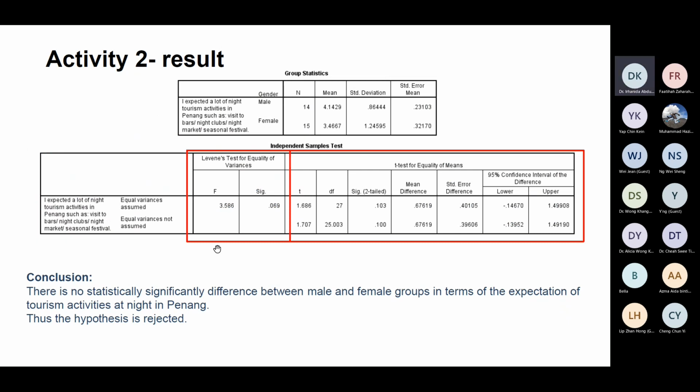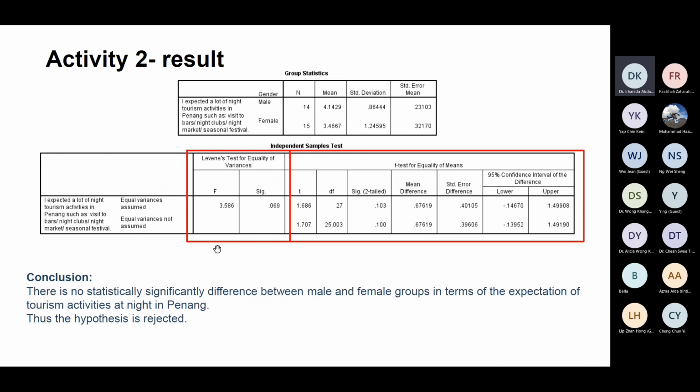This is the result for activity 2. After you click everything, if you refer to the step-by-step that I have, this is the result that you have. We are looking into the differences between male and female in their expectation when they visit the night tourism activity in Penang based on my data. So this is the result.